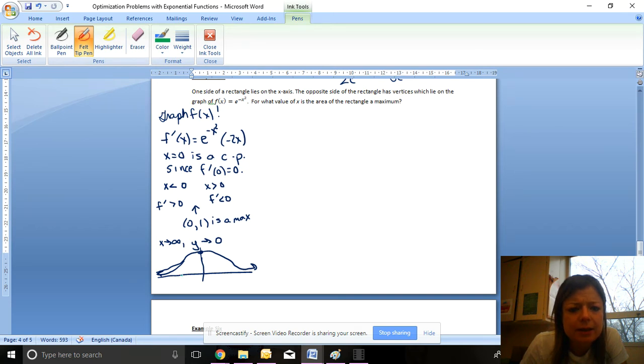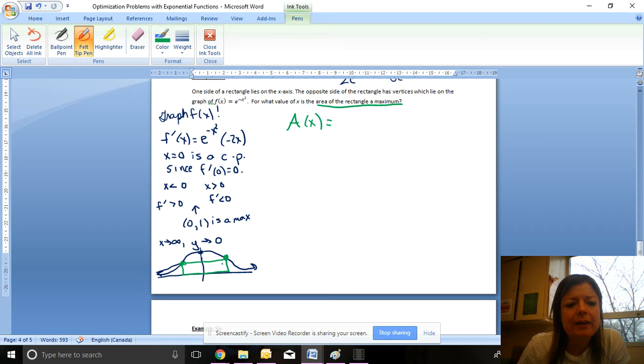So when you draw this rectangle in here, it says it has one side lies on the x-axis, so that's down here. And then the other ones lie up here. But the thing that we don't know is where it touches this guy, okay? That's the problem. So we want the area of this rectangle to be a maximum. So therefore we need an area function in terms of x, and then we need to maximize that area function.